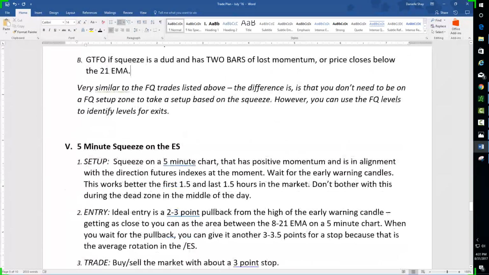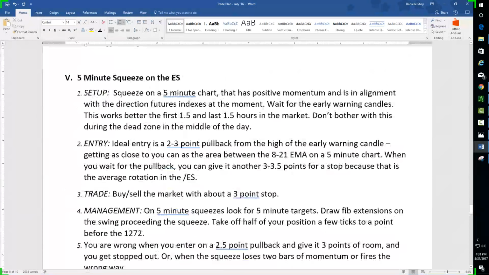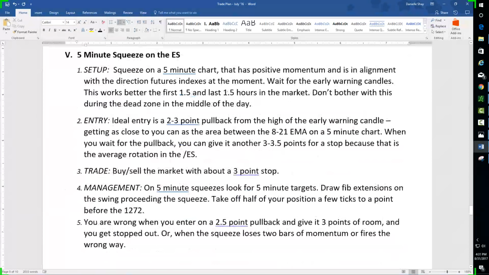All right, very nice. I really don't do this 5-minute squeeze on the ES anymore. I do like a 5 and 15-minute squeeze on the ES, but I don't do 5-minute squeezes on the ES anymore.